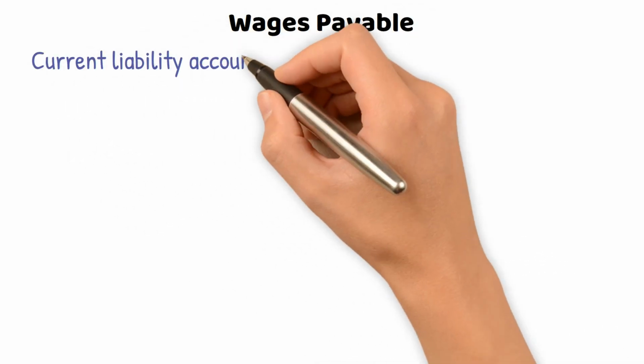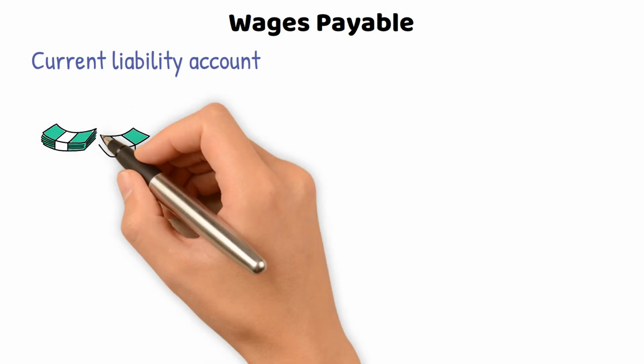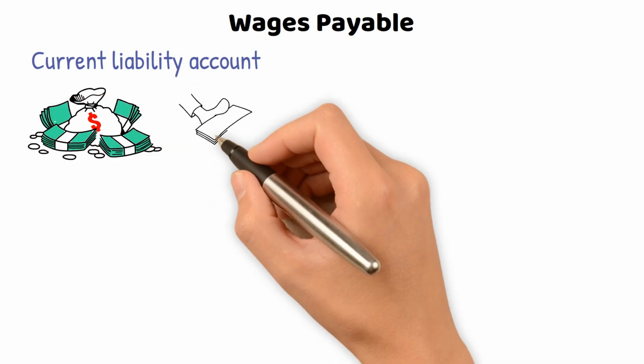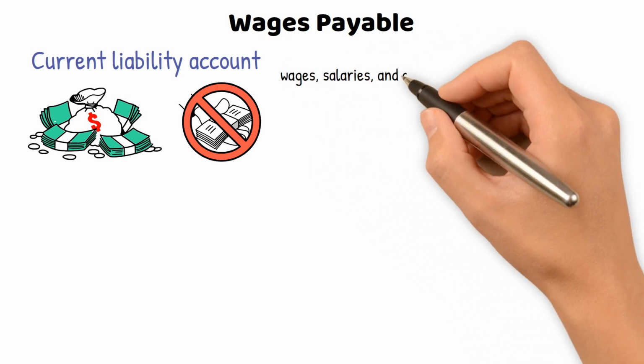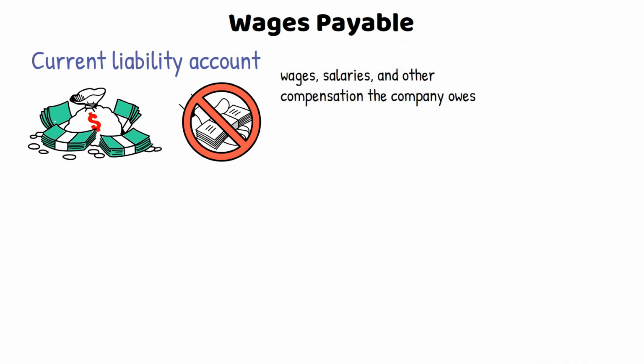Wages payable. Wages payable is a current liability account representing the money the company owes its employees for work performed but not yet paid. This account records the wages, salaries, and other compensation the company owes to its employees as of the end of an accounting period.